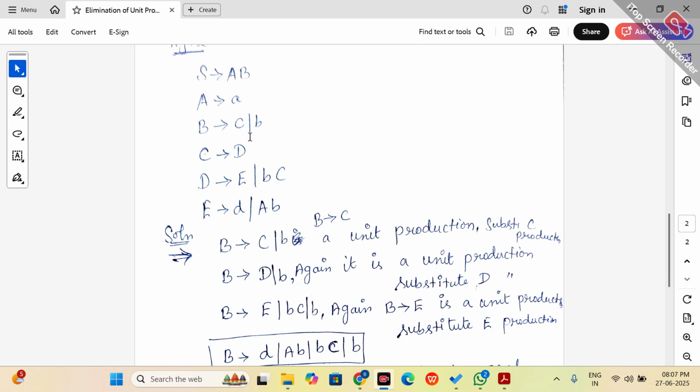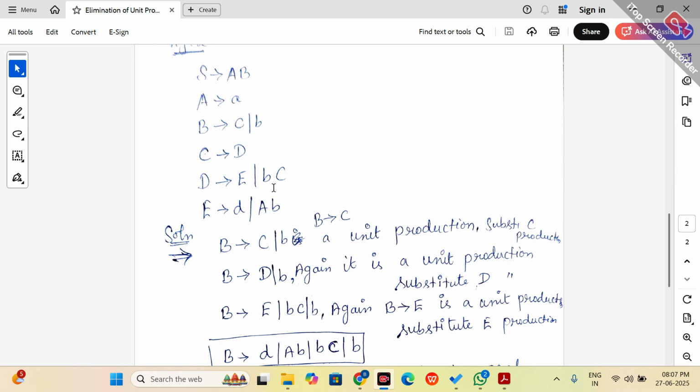B tends to C or b. For this b, it is a terminal symbol, no issues. But for C, it is a unit production. So we have to substitute the C production here. For C, there is only one production, it is D. Again, it is a variable. So you have to replace this C by the C production. The C production is D, so replace C by D. Again, it is a unit production, so we can replace D by the D production.